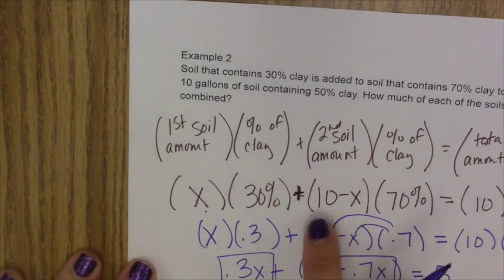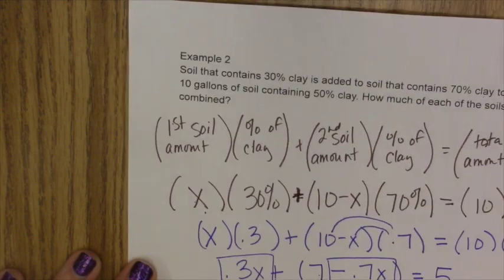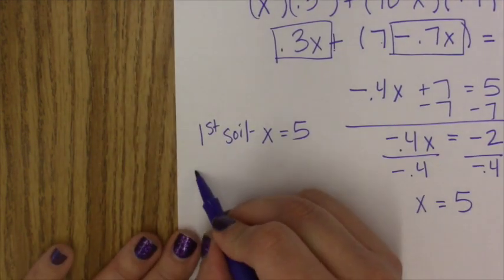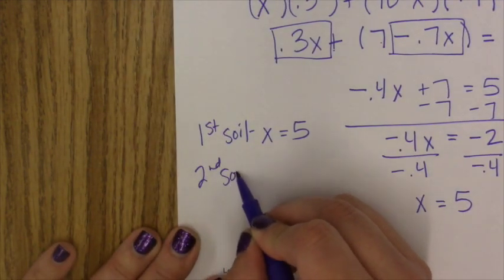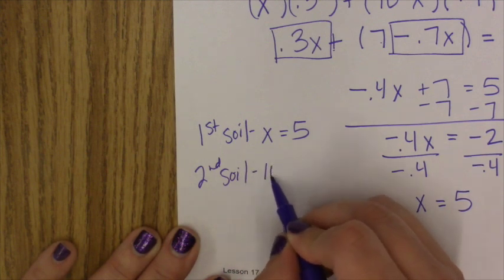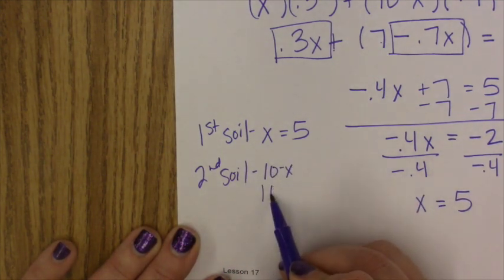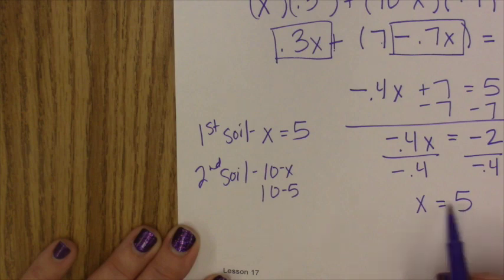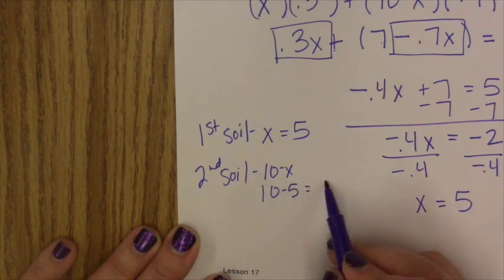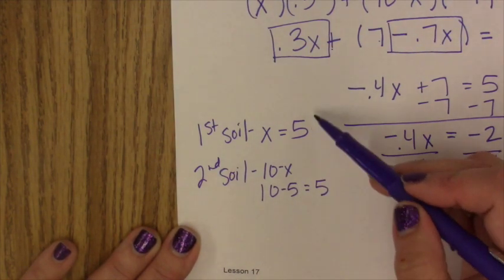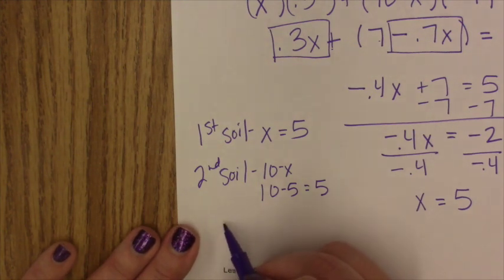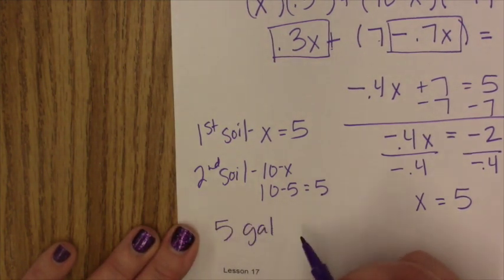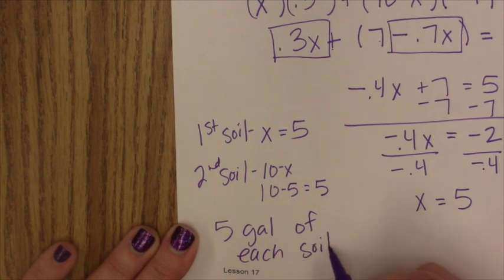Our second soil amount was 10 minus x. So if I put in that value of 5 for my x, I get 10 minus 5, which is 5. So actually they were equal amounts. So we're going to say 5 gallons of each soil were added.